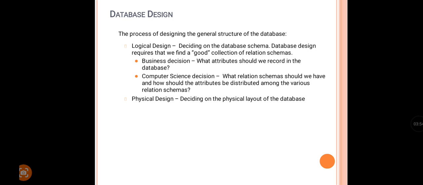In logical design, we decide what tables should be created, what attributes each table should contain and how the tables are related. For example, in a university database, we decide whether to create separate tables for students, faculty, courses and departments. In physical design, we decide how the data will actually be stored on the storage device for better performance. Good database design reduces duplicate data, improves consistency, speeds up data retrieval and makes maintenance easier. A well-designed database is efficient, secure and easy to manage. Therefore, database design is one of the most important steps in developing any database application.